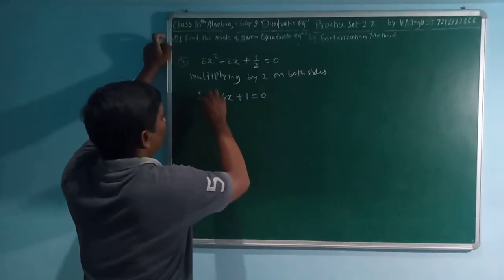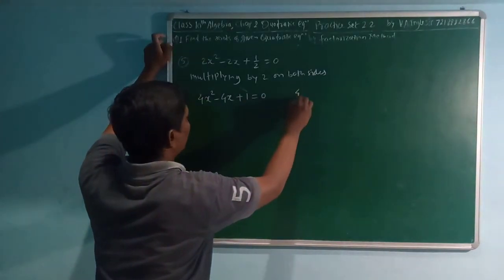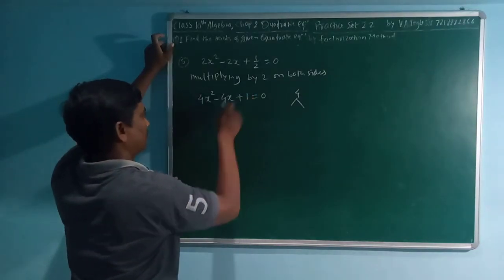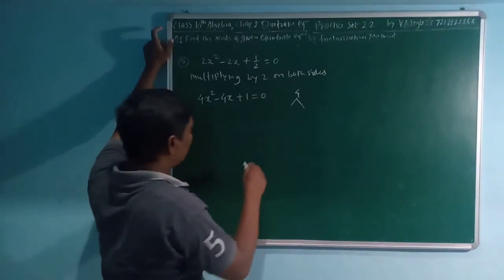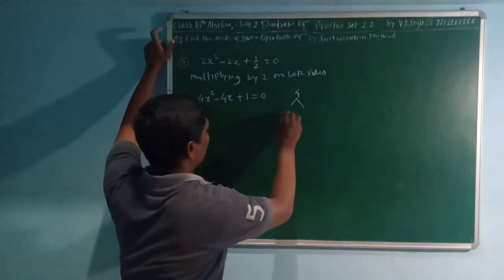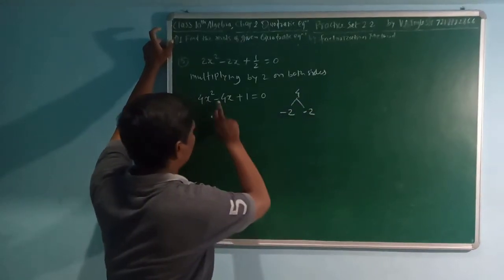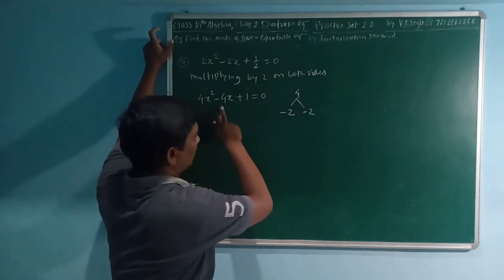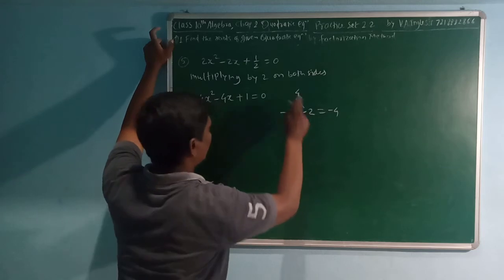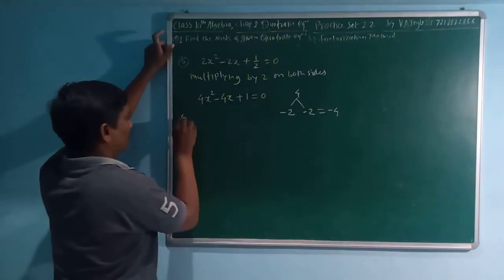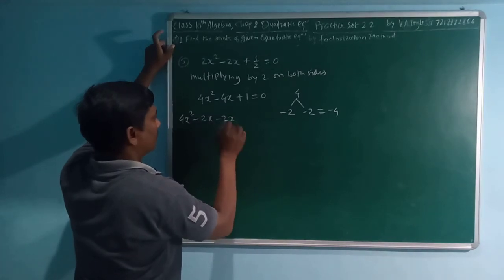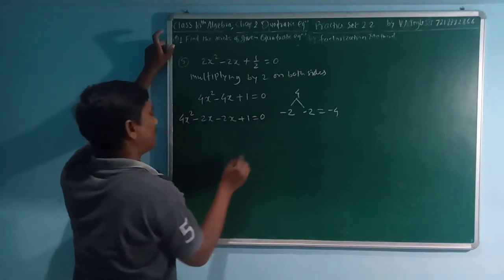Now, 4 into 1, it will be 4, and you have to factorize 4 so that the factors should satisfy minus 4. Okay, so factors can be minus 2, because you want minus 4 in the middle term. So minus 2 minus 2 will become minus 4, and minus into minus plus 2 into 2 is 4. So we'll write here 4x square minus 2x, okay, plus 1 equals to 0.